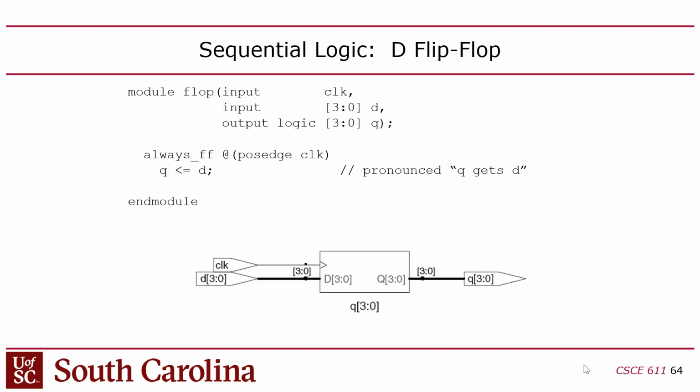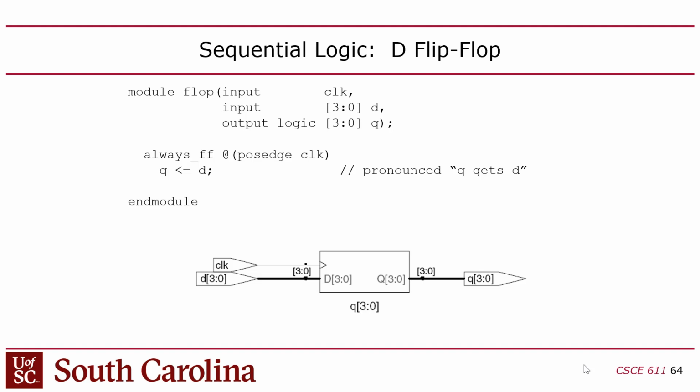You can say always_ff @, and then in the parentheses, you tell it under what conditions this should trigger. In this case, I'm going to use posedge clock, which means the rising edge of the clock. There's also a negedge clock, and you can add other things in here, separating them with commas. But in this case, this says always_ff, so instead of triggering when any of the inputs change, it only triggers when things in the sensitivity list change state or happen.